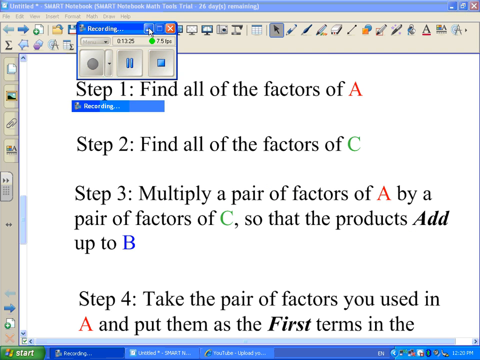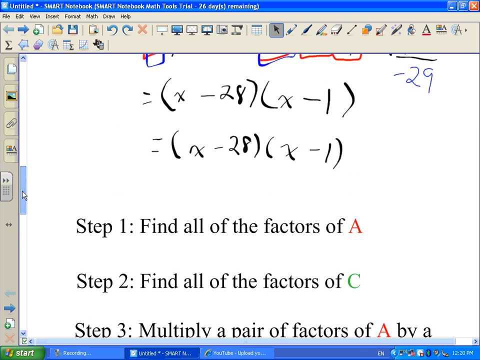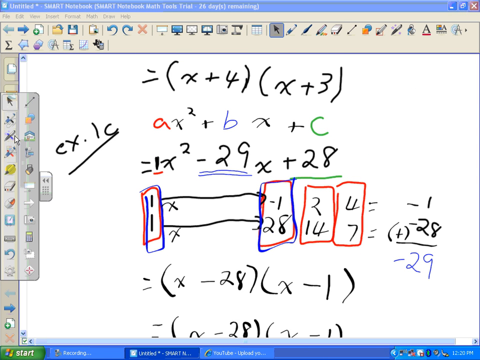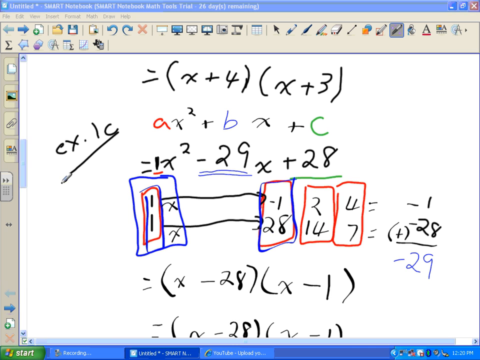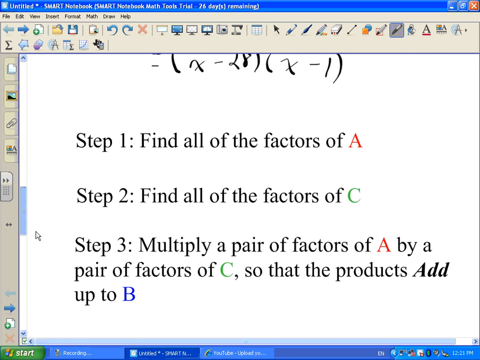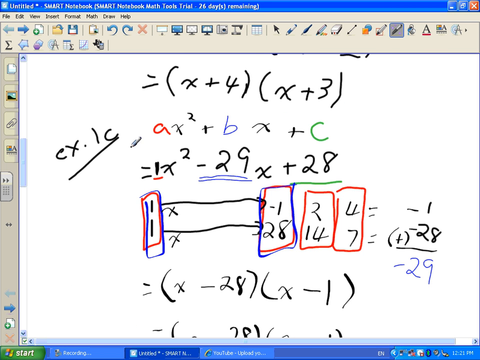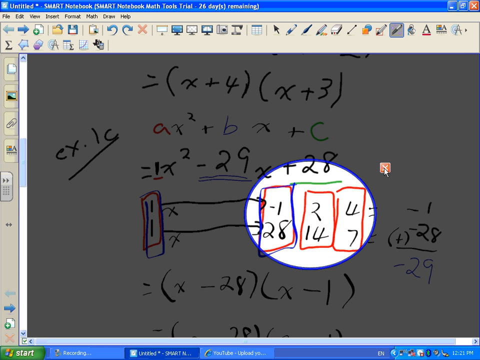So, finally, a way to put this all together. Step 1 is I want you to find all the factors of A. If you guys look, that's exactly what we had done. It's exactly what we had done here. Found the factors of A there, okay? Next, what you're going to do, step 2, find the factors of C. Factors of C, if you guys remember. These were all the factors of C. Okay?